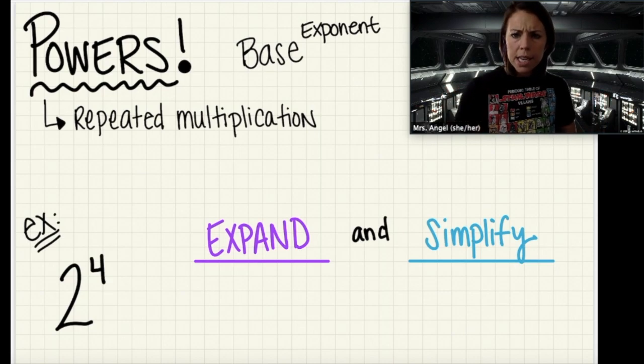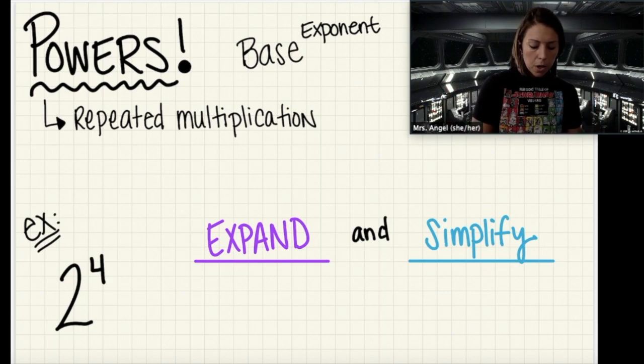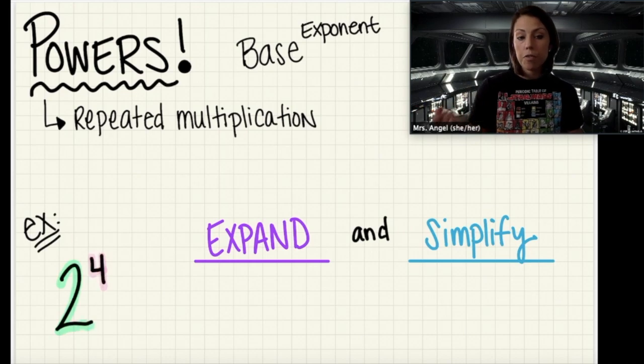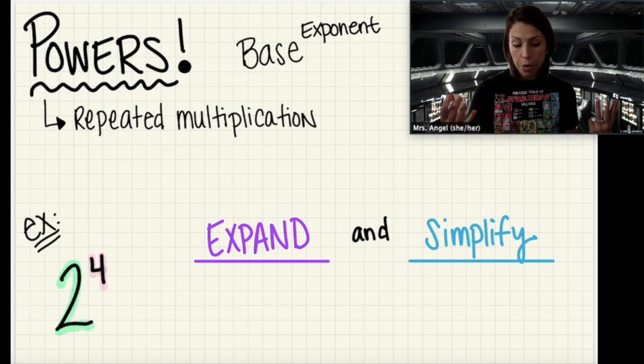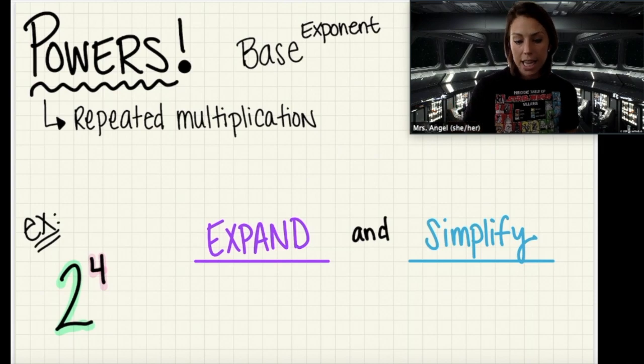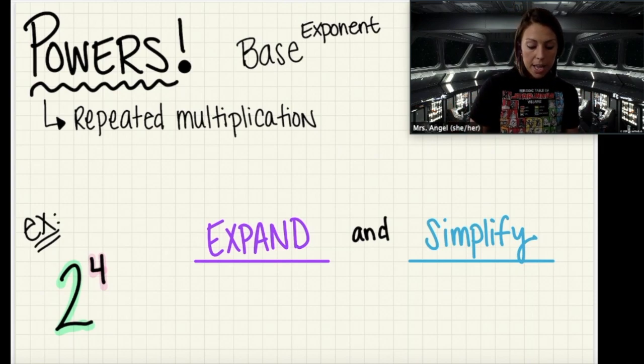So how do we read this example power? Well, we would call this 2 to the power of 4. So you would say 2 to the power of 4, or you could say 2 to the 4th power. Now, what is this actually telling us? This is telling us that we are going to multiply the base 2 by itself 4 times.